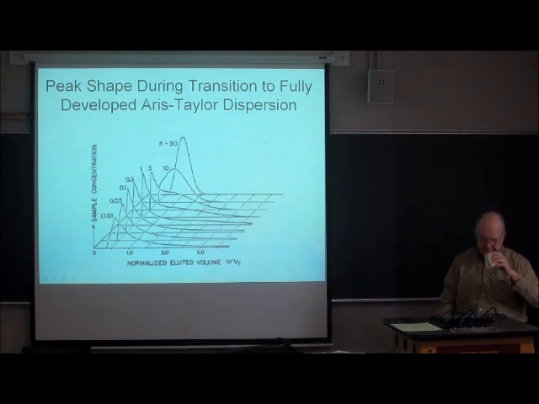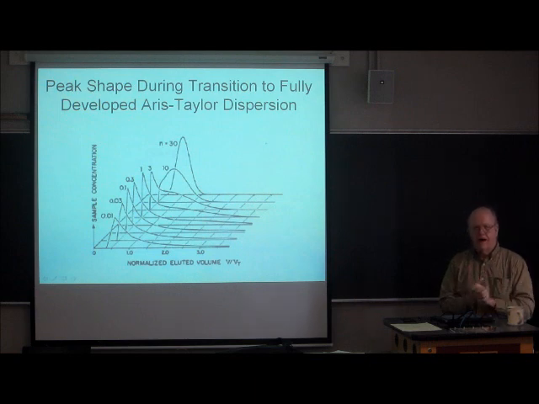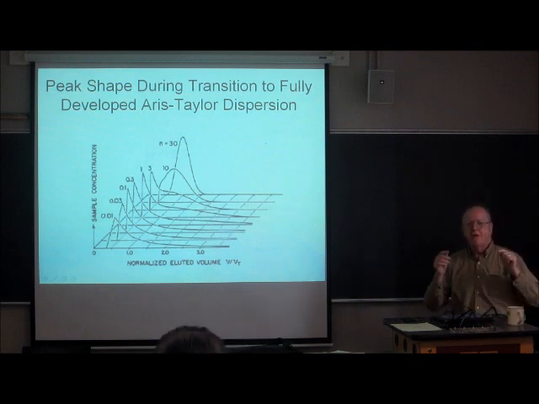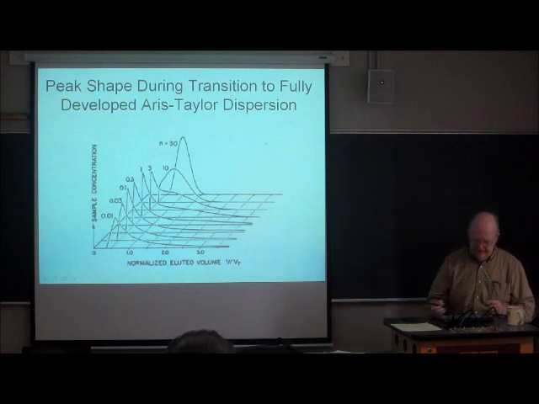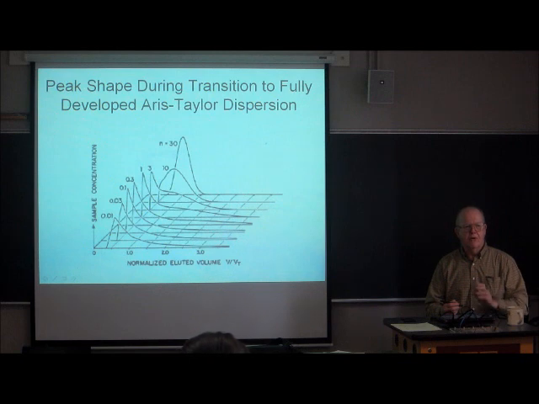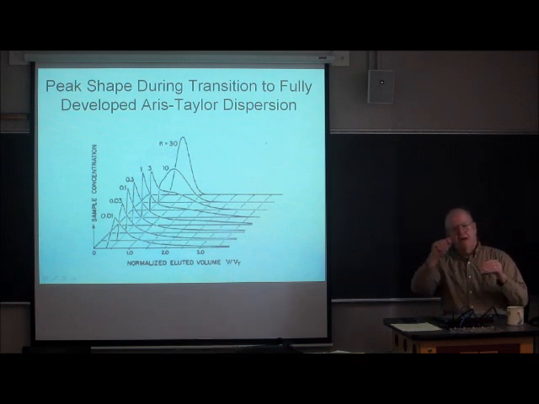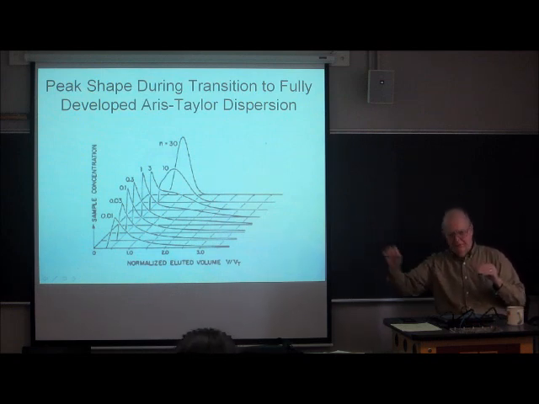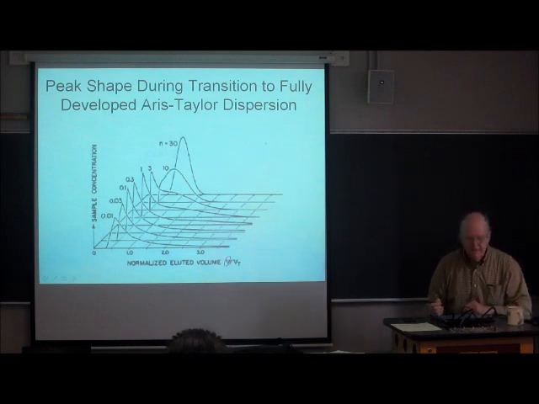Okay, now, even in an empty tube, you cannot apply the Taylor-Aris equation until the tubing has a certain minimum length. What you're looking at here is a computer solution of the time-dependent equations, and then a plot of the concentration of the solute coming out the end of the tube versus the volume of eluent that was used to push the fluid through the tube. So this axis is the volume of eluent used to push through the tube divided by the total volume of the tube.